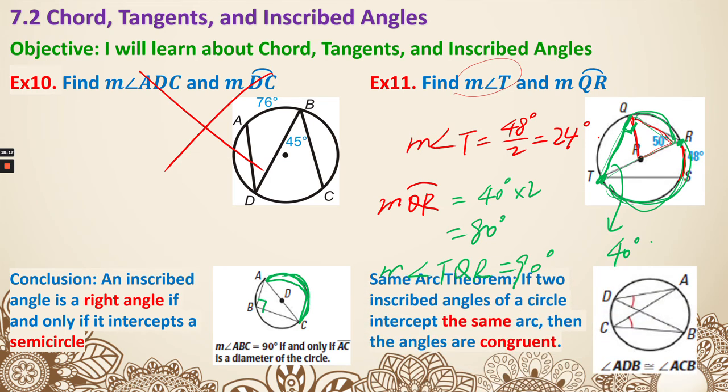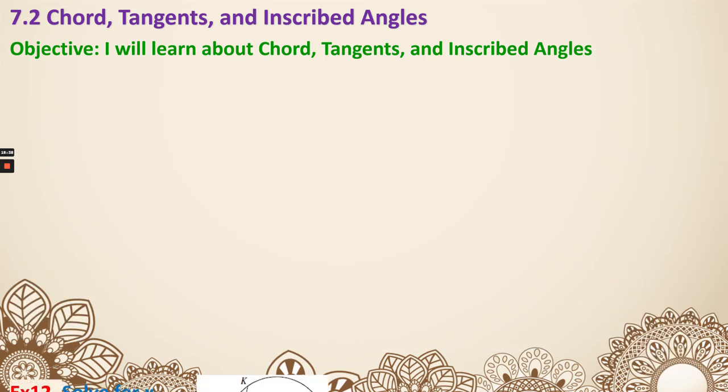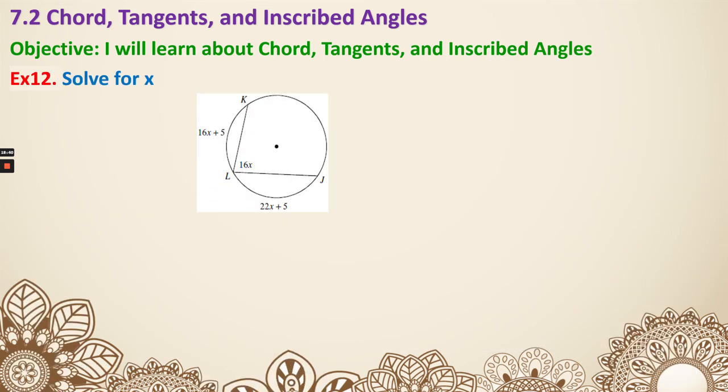Next, we have the same arc theorem. If two inscribed angles of a circle intercept the same arc, for this one it is arc ABC, and because they're both half of that arc, they are going to be congruent. So if the angles are facing the same arc, the inscribed angles are going to be the same. Now let's use these to solve some questions.